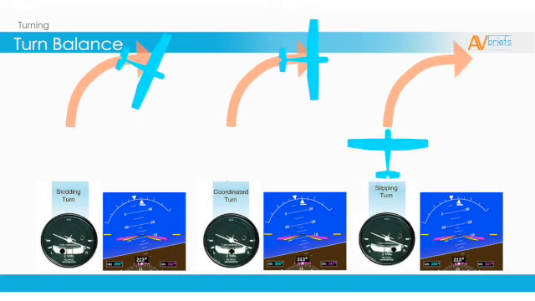In this example, the balance ball is out to the right of center. So more right rudder is required. Remember, step on the ball. The nose of the airplane is facing away from the direction of the turn. So it's said to be slipping away from the turn. The only correction needed in these examples is more or less rudder applied.